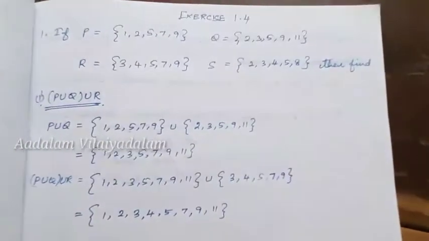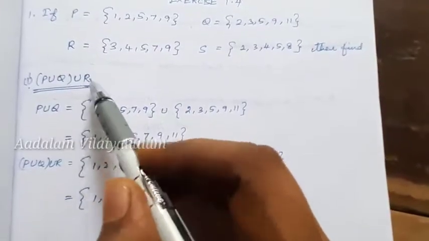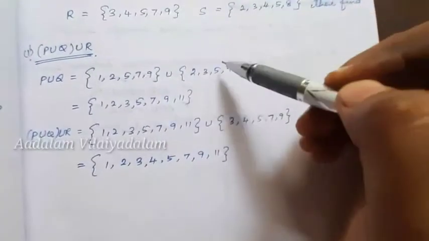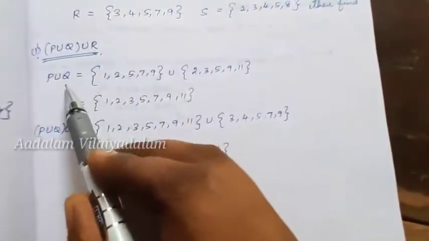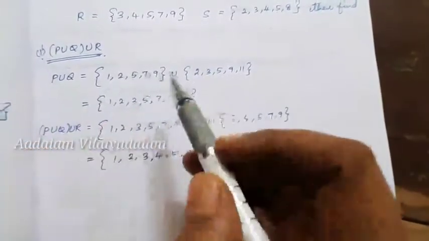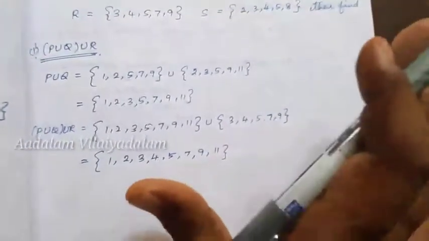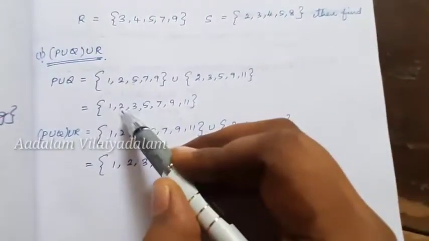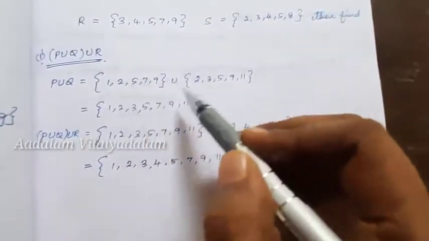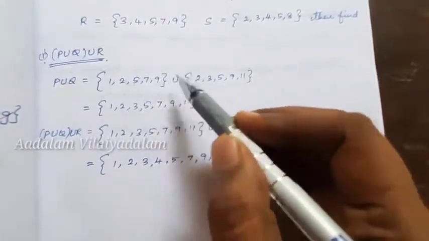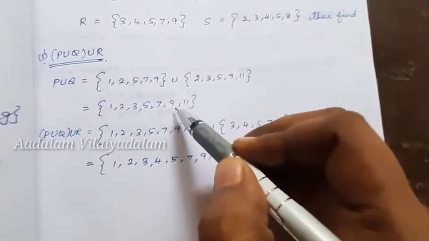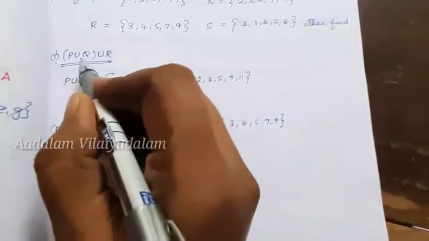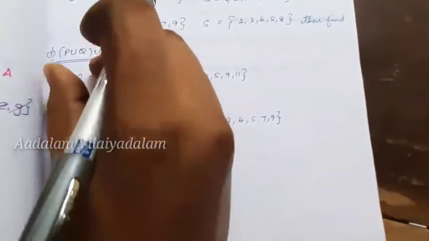The subdivisions are given, the first is P union Q union R. Just write down the set of P and set of Q with the union. Union means, as I mentioned previously, join the elements without repetition. So 1, 2, here 2 is repeating, so I am writing once. Then 3, 5 is repeating, so I am writing once. 7, 9 is repeating, I am just writing once, and 11.